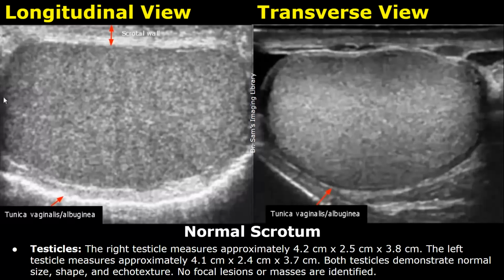After that, you can write the size of the testes. You can write the measurements of the right and left testes. In this normal report, both testicles demonstrate normal size, shape, and echo texture. No focal lesions or masses are identified.